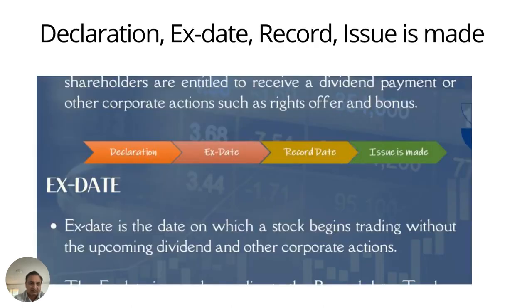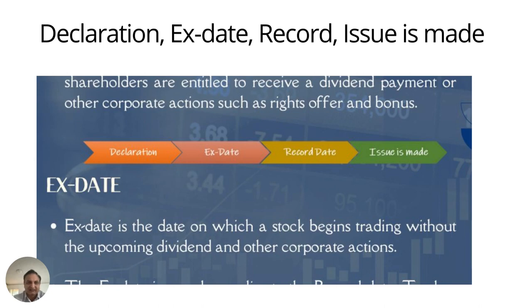Now, let's go to the different dates. If the company makes a profit, for example, say you buy Punjab Bank shares. After a few days, on 31st of March, Punjab Bank has the AGM meeting. In the AGM meeting, they will decide how many rights shares to give, how many bonuses to give, and how much dividend to give. That is known as the declaration date.